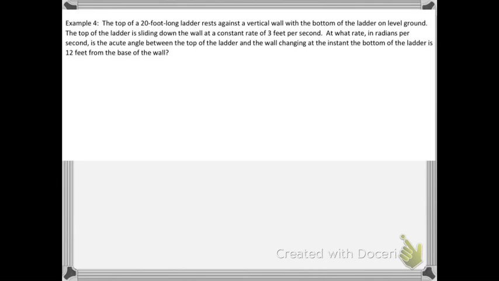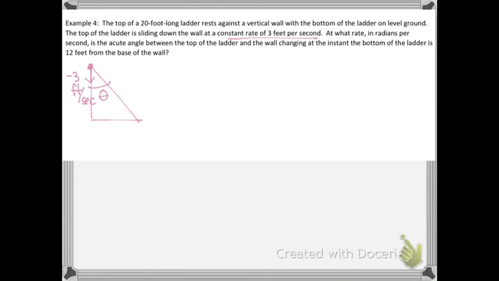The top of a 20-foot ladder rests on a vertical wall with the bottom of the ladder on level ground. The top of the ladder is sliding down the wall at a constant rate of 3 feet per second. So the side is sliding down at 3 feet per second. That side's getting smaller, so I'm going to put the negative. At what rate in radians per second is the acute angle between the top of the ladder and the wall changing?